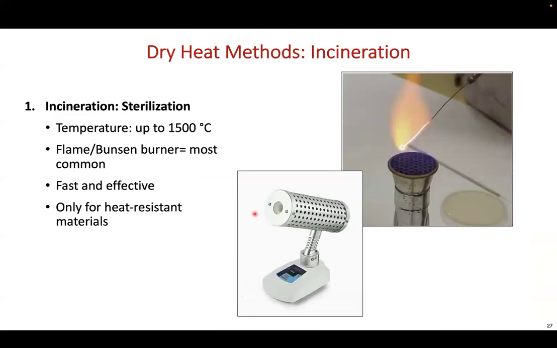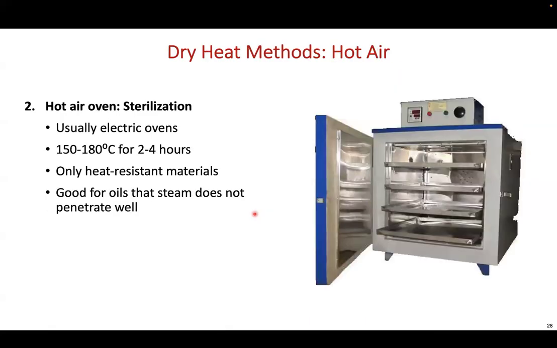The first one is incineration, which basically means heating things up to as high a temperature as 1500 degrees Celsius. The most common method that we normally see is a flame or Bunsen burner, which we use a lot in our labs when we are culturing bacteria, and it's fast and effective. It's also only for heat resistant materials. So if you put something like plastic on this Bunsen burner, you end up melting it. You only need metals, or something solid like a metal that doesn't melt.